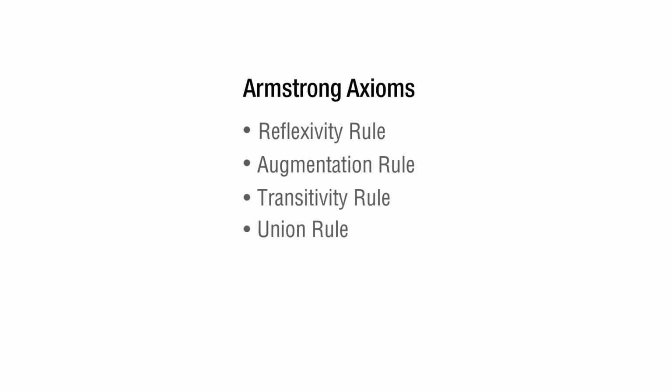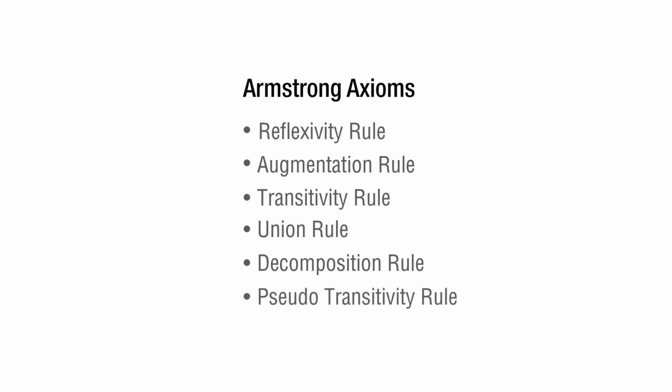In order to find functional dependency in a database, a set of rules are used. They are called Armstrong's axioms, which are also referred to as inference rules. Armstrong's axioms are made up of 6 distinct axioms: reflexivity rule, augmentation rule, transitivity rule, union rule, decomposition rule, and pseudo-transitivity rule. Now, let us look at each one of them.